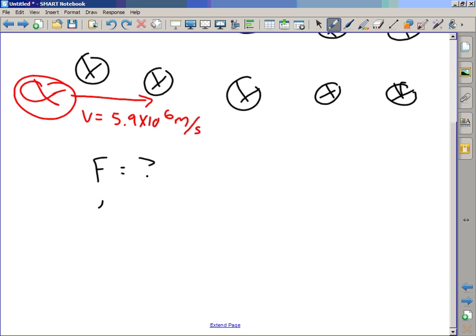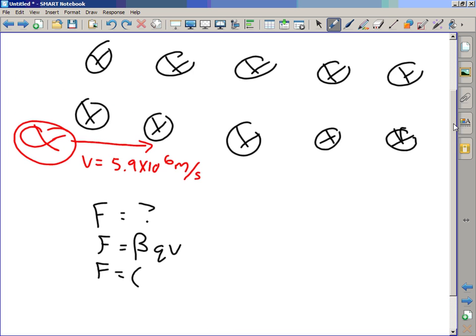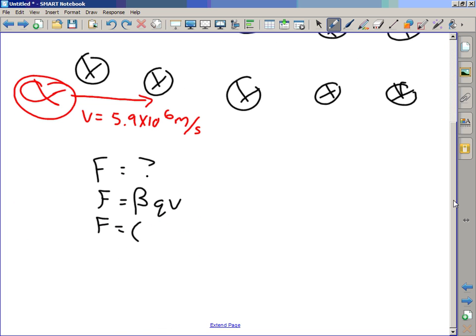So F equals Q V B. Do I need the sine theta on there? No, because it's 90 degrees, sine of 90 is 1. I can just drop it. So let's plug and chug through this real fast. F is going to equal B, which I told you was what? 6.7 times 10 to the negative 6.